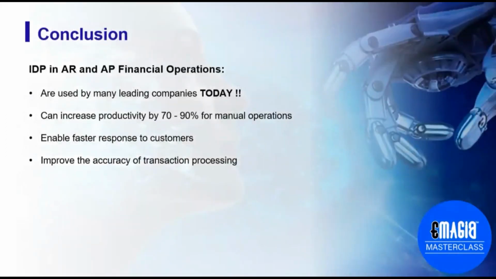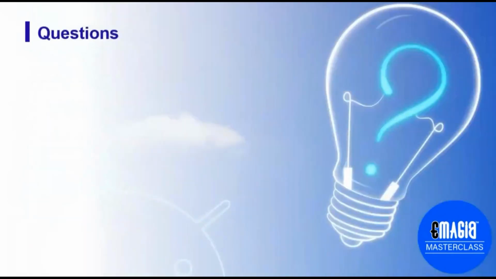So what's our conclusion about IDP and AR and AP? First of all, it's used by many leading companies today. It is in practice today, not a next best thing coming down the pike. For operations that are completely manual, it can improve the productivity by 70 to 90%. Huge. Again, we talked about faster response time to customers and better accuracy.